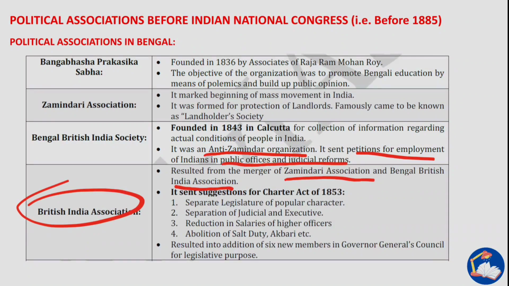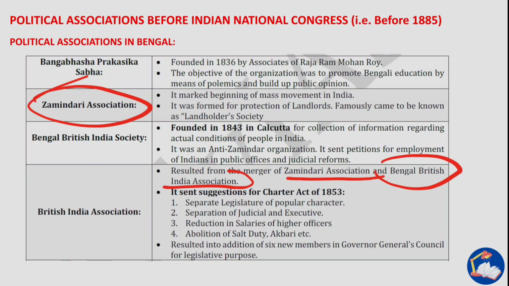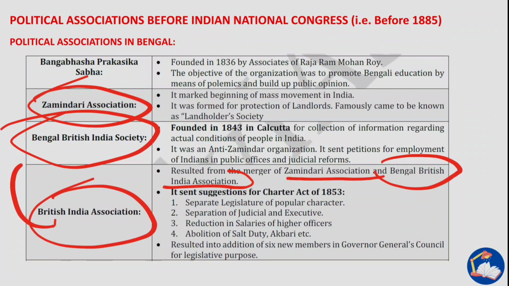It sent suggestions for the Charter Act of 1853: separate legislature of popular character, separation of judicial and executive, reduction in salaries of higher officers, abolition of sati duty, Akbari, etc. So what happened? British India Association resulted in the merger of Zamindari Association over here and the Bengal British India Association. So these two combined to form the British India Association.